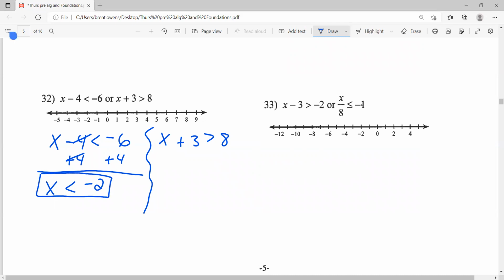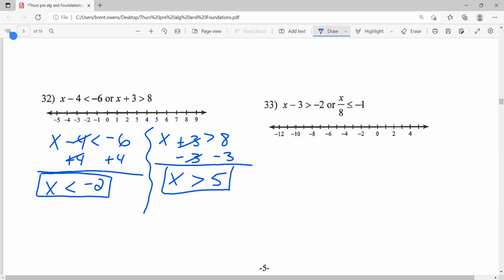And I'll go ahead and solve the one on the right here by subtracting 3 on both sides. Those go away. We get x is greater than 5. Now we have something to graph.